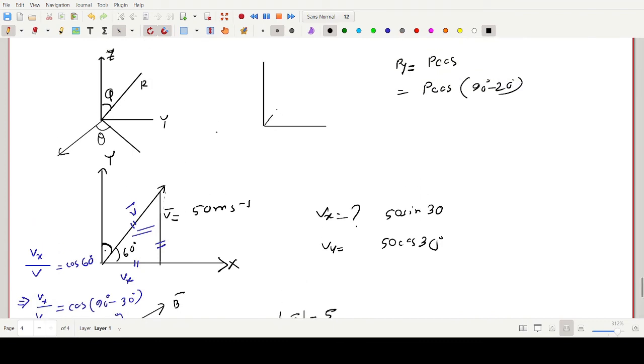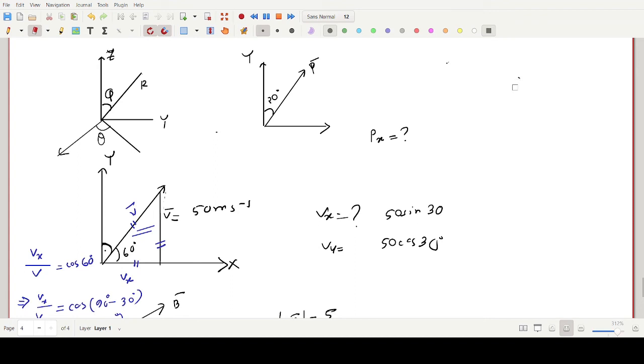Let me show you with an example. Let's say we have a vector P which makes an angle of 20° with the y-axis. Now tell me what will be the component along x. Sir, it will be P sine 70°. P sine 70°? No. Now let me explain why.